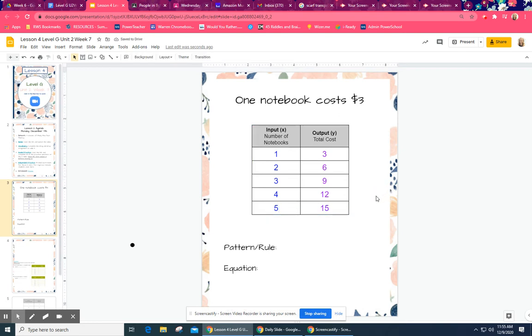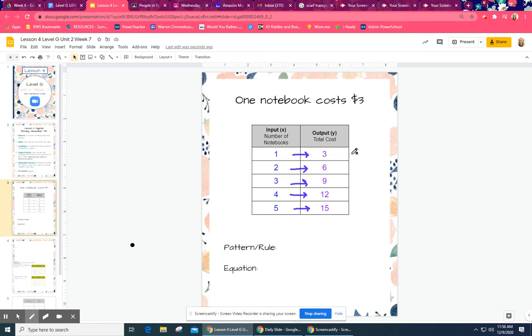And then we have to come up with our pattern or our rule. So I did that really fast, but I was doing the same thing every single time to get the numbers. A pattern or rule is how you get from the X to the Y. It's never how you just go straight down a column. That's not what I want to know. I want to know how you get from the X's to the Y's. So let's look at the first one.